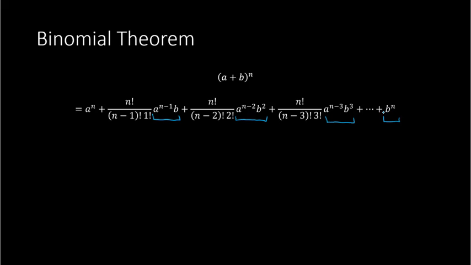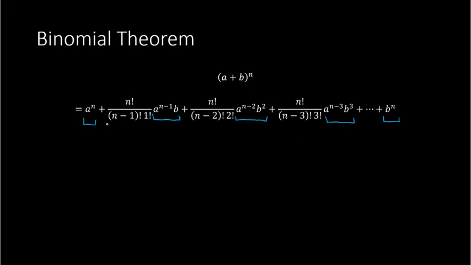And then if you look at the b's, so the variable b. For the first term right here, there are 0 b's. And then the second term, sorry, we have b to the first power. And then the third term, we have b squared. And then we have b cubed. And that keeps going until we reach the last term, and that will be b to the n power. So whatever the exponent was up here, that's what the exponent will be for the last term.